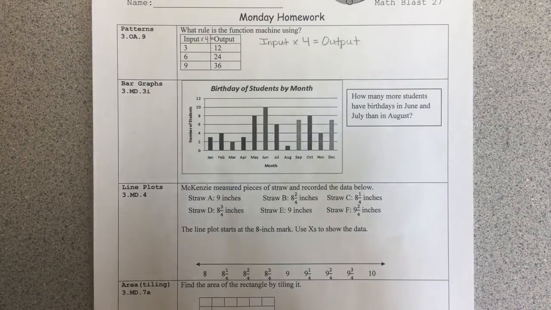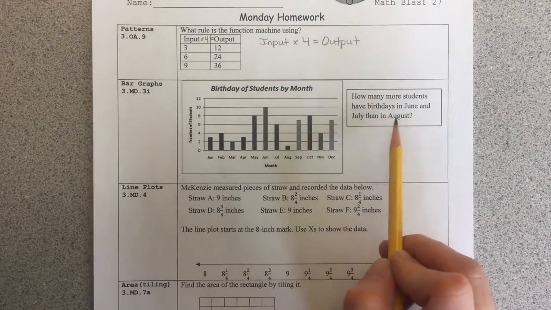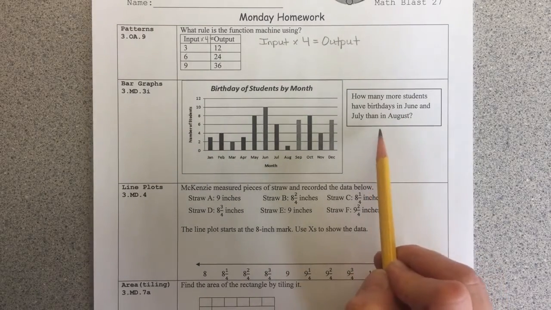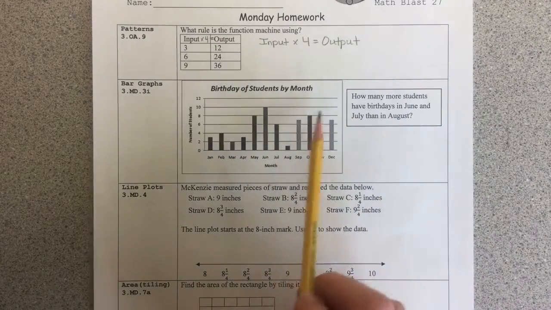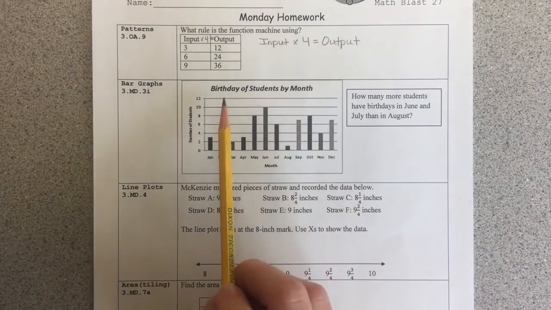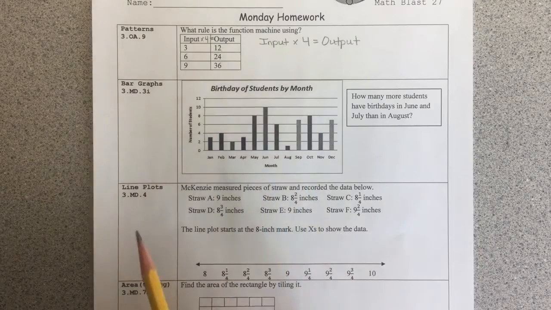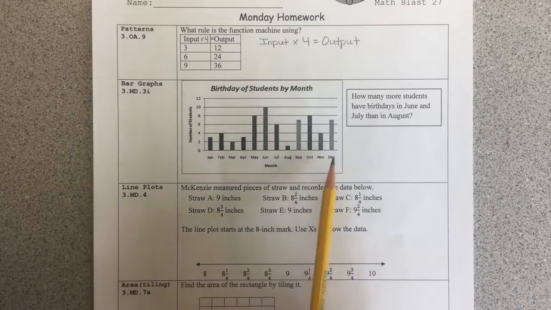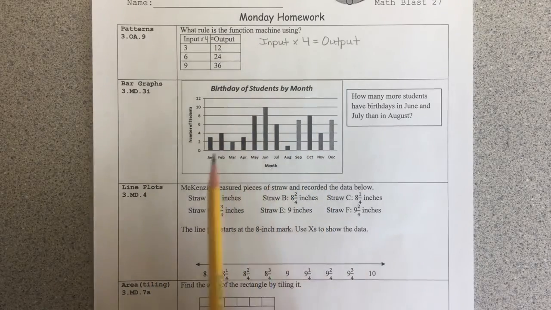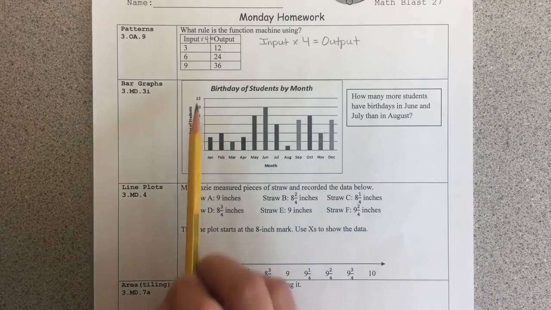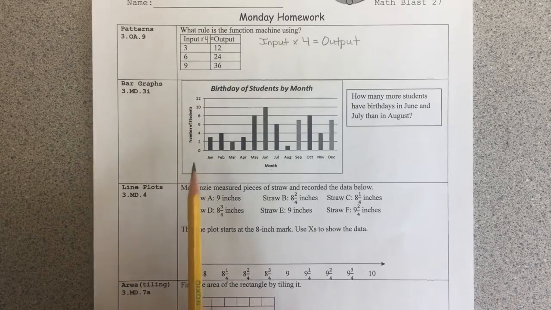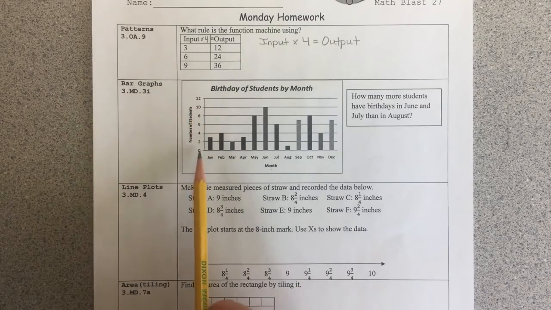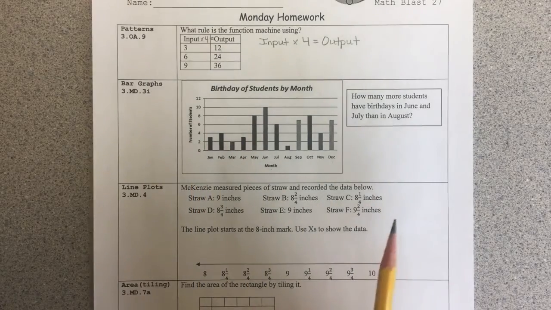Bar graphs. How many more students have birthdays in June and July than in August? Well, as I look at my graph here, I notice the title, Birthday of Students by Month. I see on the horizontal axis, labeled month, that we have each of the months January through December. On the vertical axis, labeled number of students, we have a scale going from 0 to 12, counting by twos.